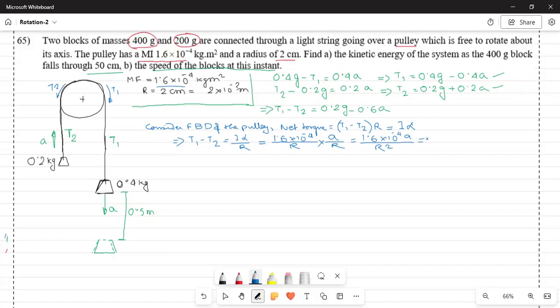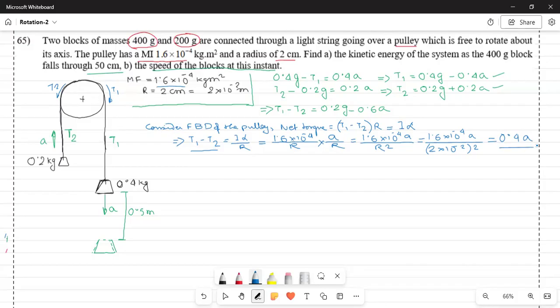This is equal to 1.6 into 10 to the power minus 4 A, where A is the linear acceleration and R is given as 2 into 10 to the power minus 2, whole square. If you calculate this, not very difficult, it will become 0.4A. So T1 minus T2 is 0.4A.